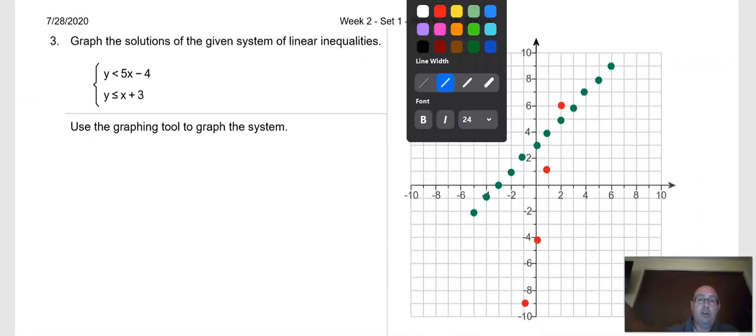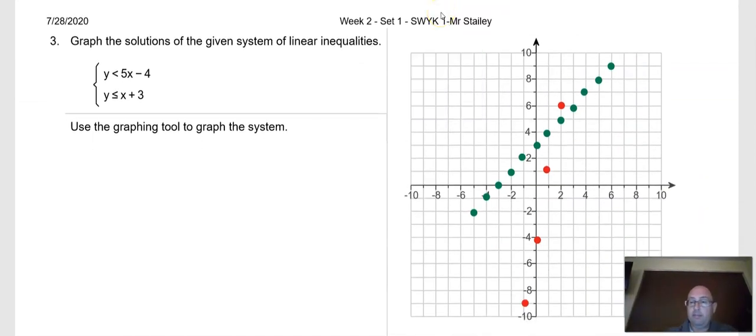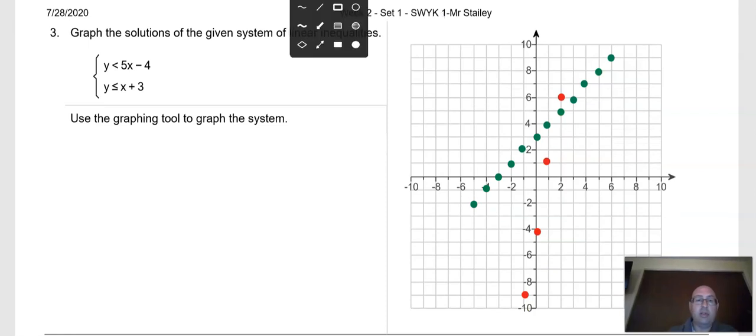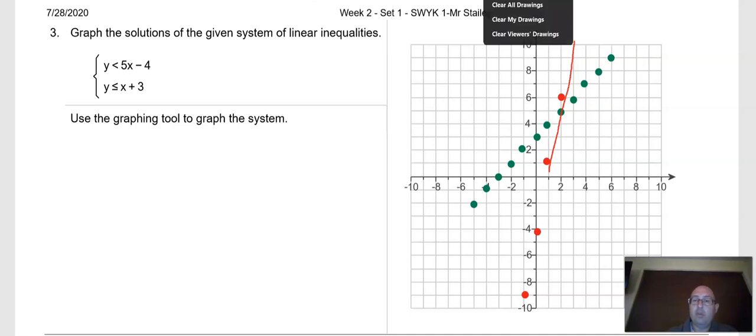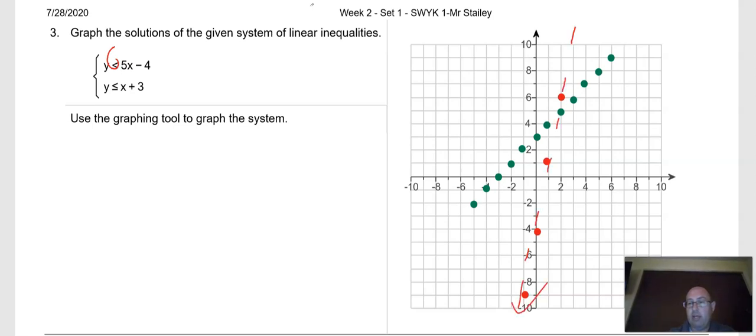Okay, question 3 here. We've got the red line. Oops, sorry, let me lock that in place. Ooh, I did something wrong, didn't I? Okay. It's got to be a dotted line, right? Because it does not have the equal to. So we've got a dotted boundary line, and man, I missed it. But you got the right idea there.